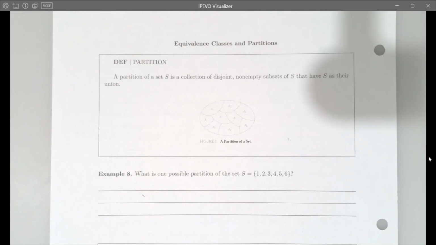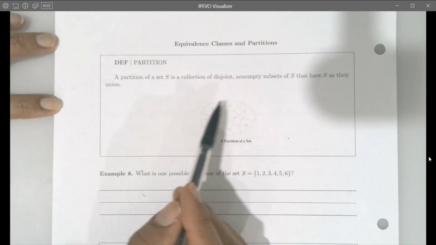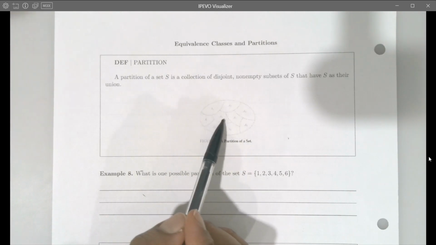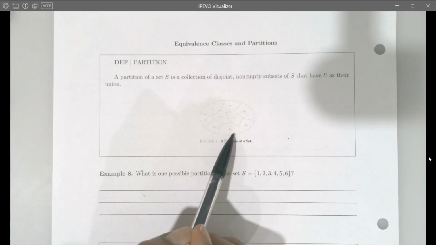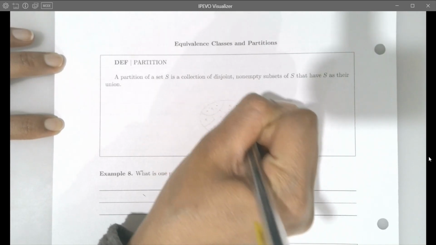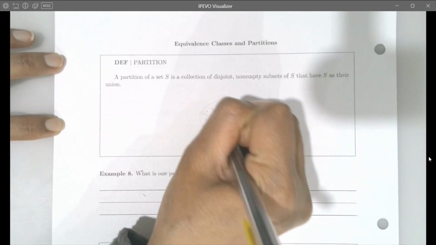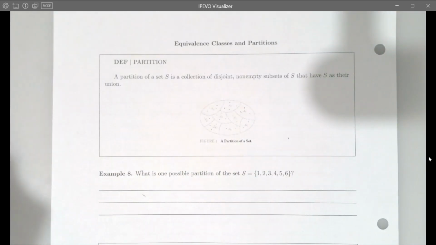A partition of a set S is a collection of disjoint, non-empty subsets of S that have S as their union. And we can see here a little diagram of what that might look like. If this whole oval represents all elements of the set S, then we've separated into regions different elements of the set. So presumably there are elements in each of these regions, and none of those regions overlap, which means that they are disjoint. And if we take the union of the regions, then we would get all of the elements of the set S.